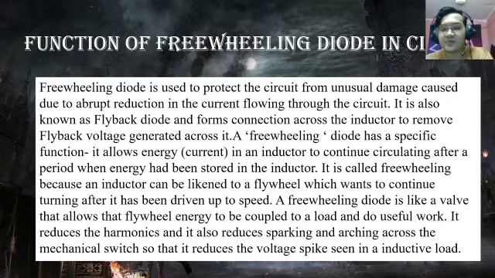It is called freewheeling because an inductor can be likened to a flywheel, which wants to continue turning after it has been driven up to speed. A freewheeling diode is like a valve that allows the flywheel energy to be coupled to a load and do useful work. It reduces the harmonics and also reduces sparking and arcing across the mechanical switch, so it reduces the voltage spike seen in an inductive load.